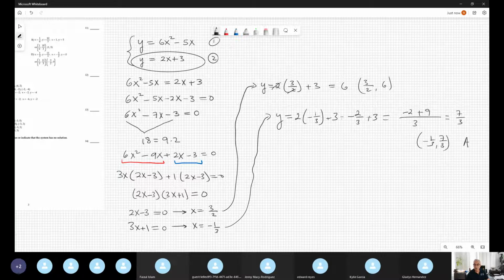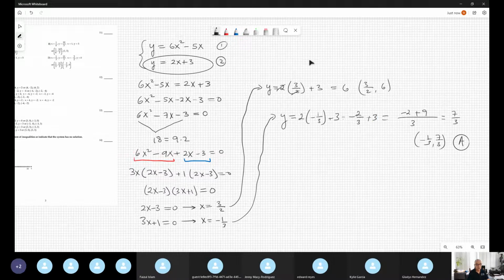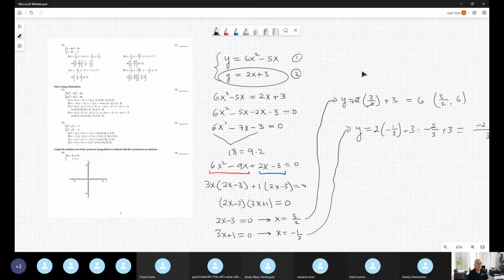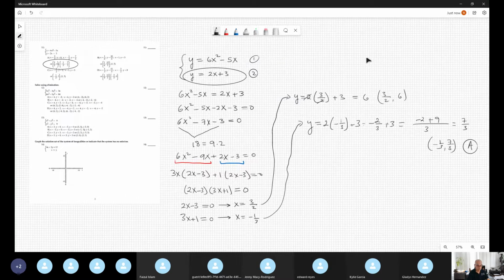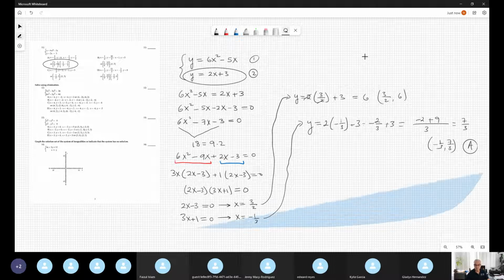Okay, the option A in the review package. Let me try to see. Yeah, 2 solutions: 3/2, comma 6, and negative 1/3, comma 7 over 3. Super easy. Any question? No? Everything okay?